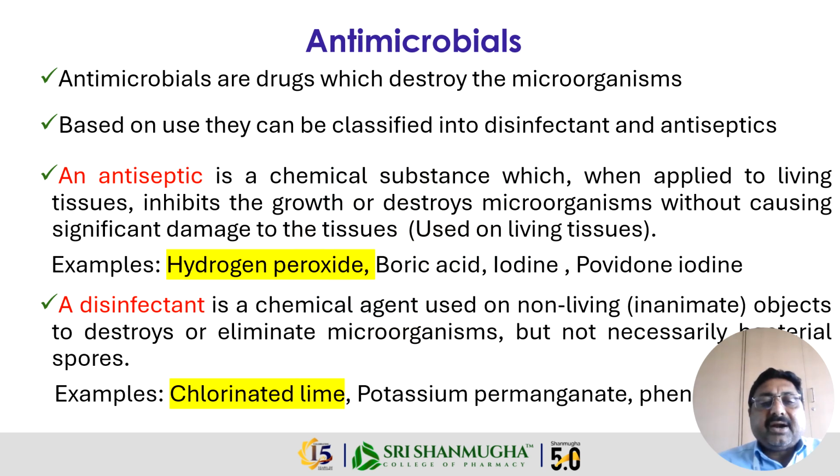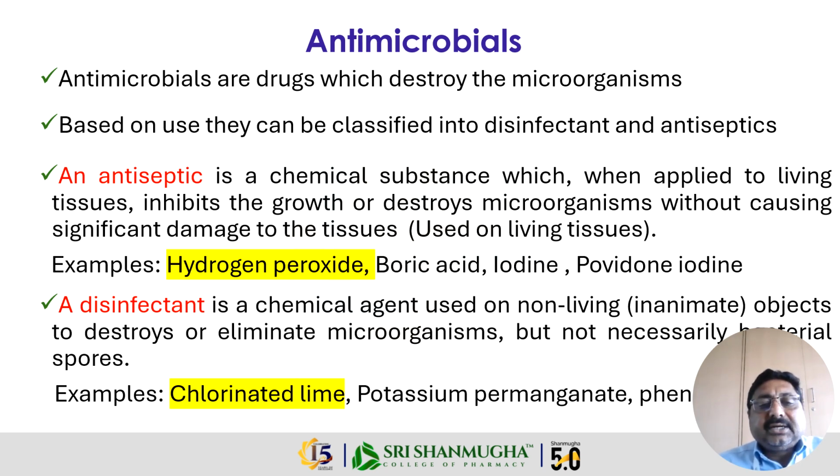which, when applied on living tissues, inhibits the growth of or destroys microorganisms without causing significant damage to the tissues. So the antiseptics will kill the microorganisms on living things. Examples: hydrogen peroxide, boric acid, iodine and iodine preparations, weak iodine solution, strong iodine solution, povidone iodine, etc. We use these as antiseptics.